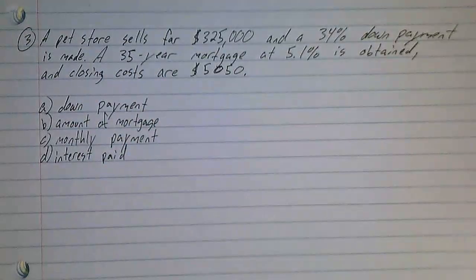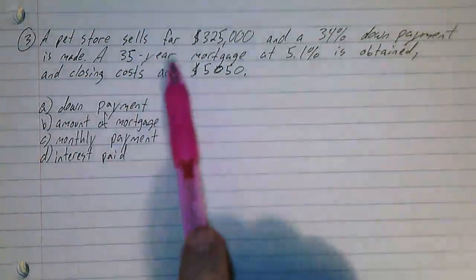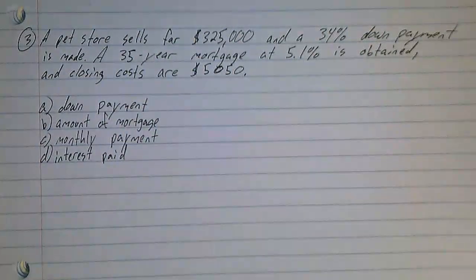A pet store sells for $325,000, and a 34% down payment is made. A 35-year mortgage at 5.1% is obtained. And then this is the new part. And closing costs are $5,050.